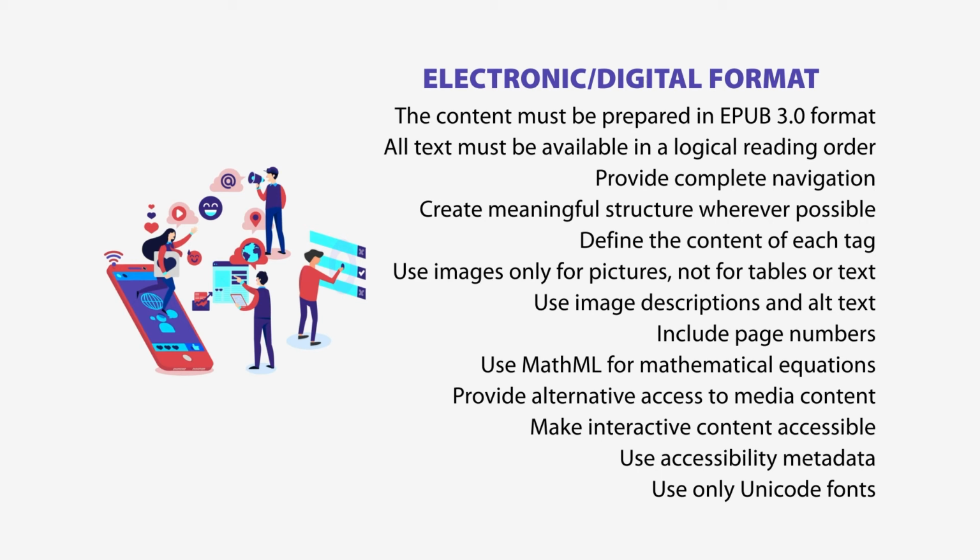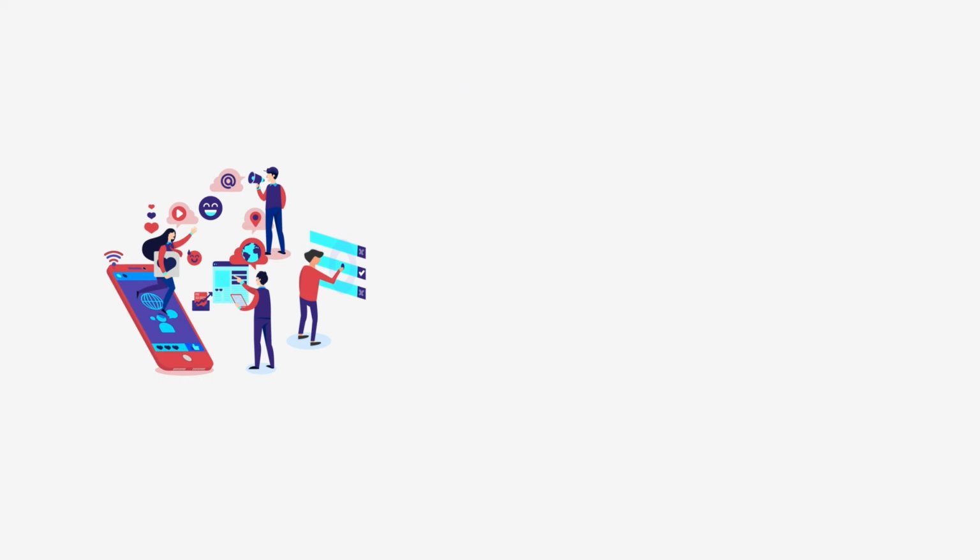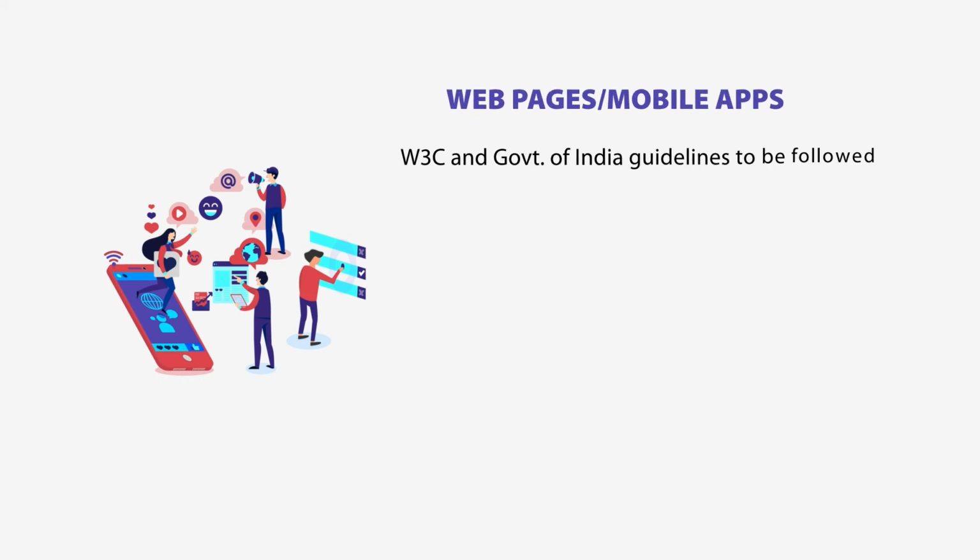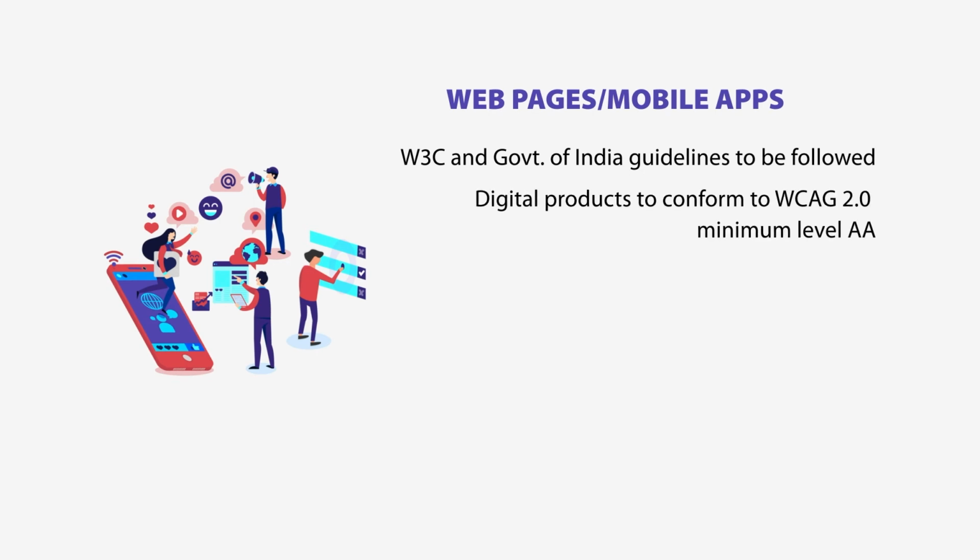Then images and other things: use image descriptions and alt text. Then include page numbers. These are small things which can be taken care of, and the materials can be made disabled friendly. Then we can talk about web pages, how web pages can be made more accessible.